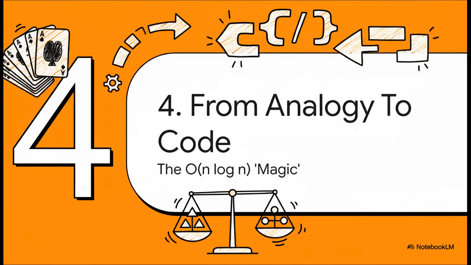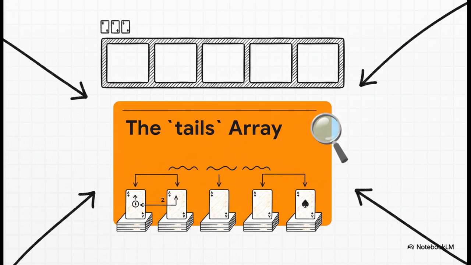Okay, so a card game is a great way to visualize it, but how do we actually translate this into code? Well, those piles aren't just a metaphor. They represent a very specific data structure and a clever property that we can maintain really, really efficiently. In our code, we're going to use an array, which people usually call tails, to keep track of the top card of each pile.